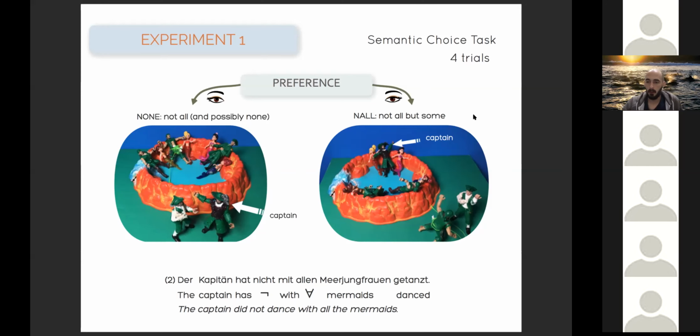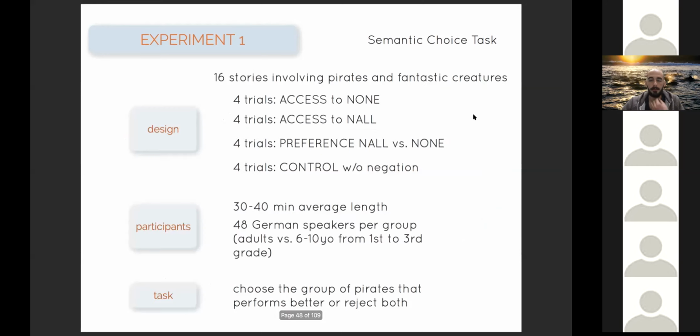Good. So the whole experiment was composed of 16 trials. 4 trials were in the null condition, implicature violation. 4 trials were the null condition, implicature support. 4 trials were preference. And then we had 4 control trials without negation, okay? So like, the parrots ate all the strawberries or something like this. The whole experiment lasted about 30 to 40 minutes.